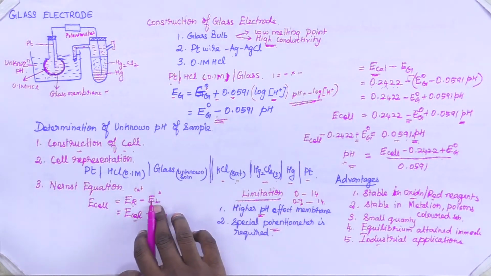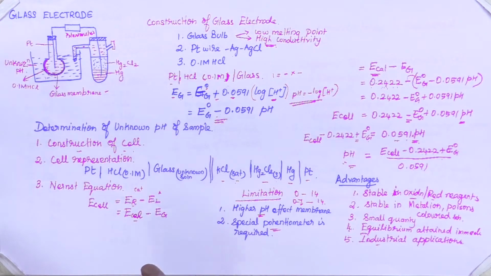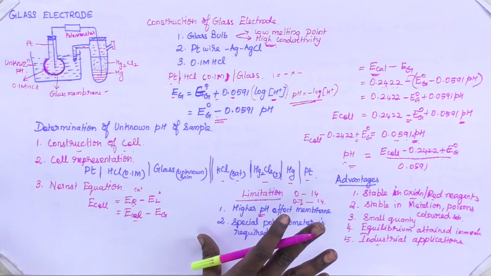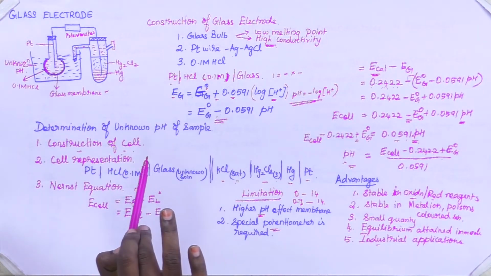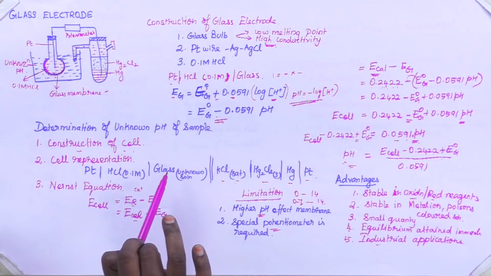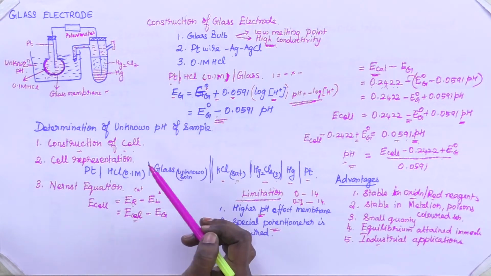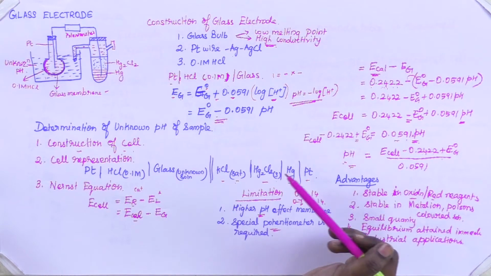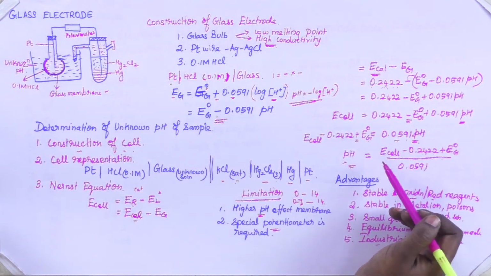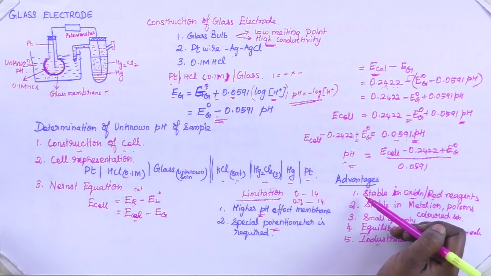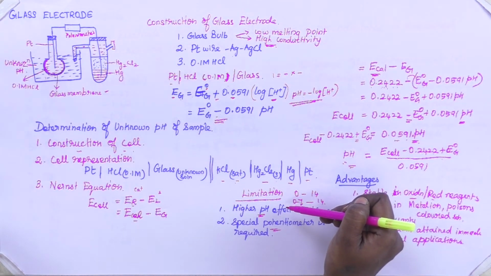Up to now we discussed the construction of the glass electrode, the nature of the glass bulb, and the components of the glass electrode. Next, how this glass electrode can be used in the estimation of the pH of a sample solution, its cell representation, how the Nernst equation is helpful in finding the pH of an unknown solution, and what the advantages and limitations of the glass electrode are. That is what we discussed in today's lecture.